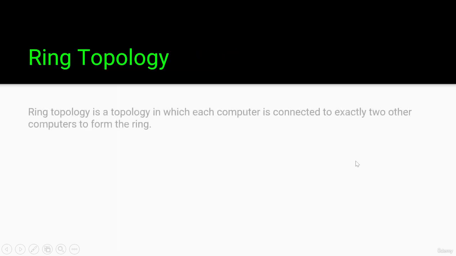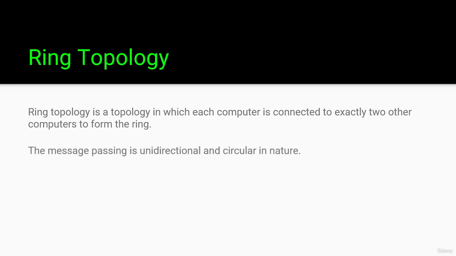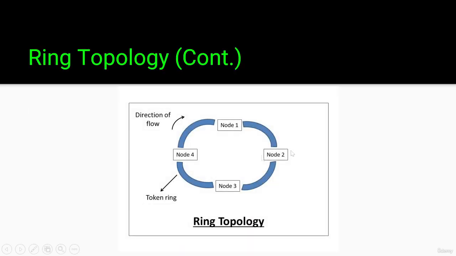Ring topology. Ring topology is a topology in which each computer is connected to exactly two other computers to form a ring. So the message passing is unidirectional and circular in nature. Here you can see the image. This is the direction of flow, clockwise. So node 1, node 2, node 3, node 4, and this is the token ring. This is why it is called a ring topology.